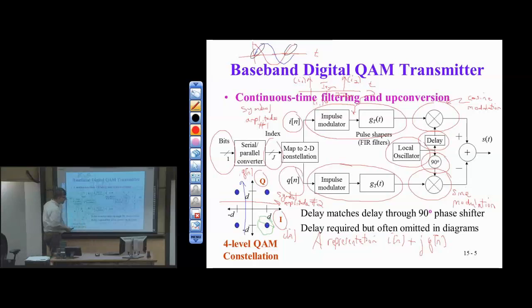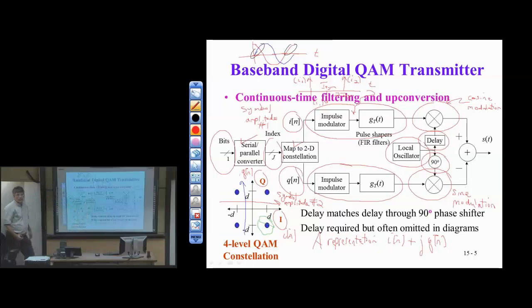So we use this for mathematical purposes. We don't implement, or we don't transmit, complex valued signals. We have to do real valued signals over our media. But mathematically, since they're 90 degrees out of phase, we can think of this using a Cartesian but complex valued representation.